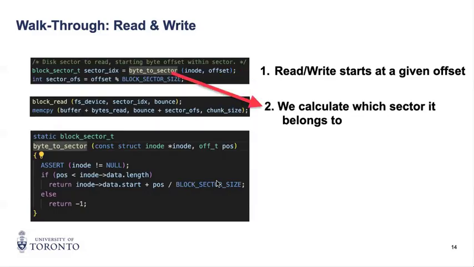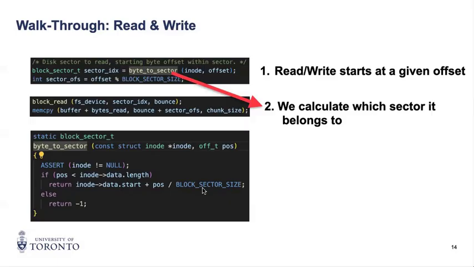But since we're storing things in sectors, we have to calculate which sector this offset actually belongs to. Since we're in file blocks, which block does it belong to? Then you can look at the byte to sector function. How it works is how you would expect: you divide it by the block sector size, which should be 512 bytes. Then you get an index that tells you which sector it is.